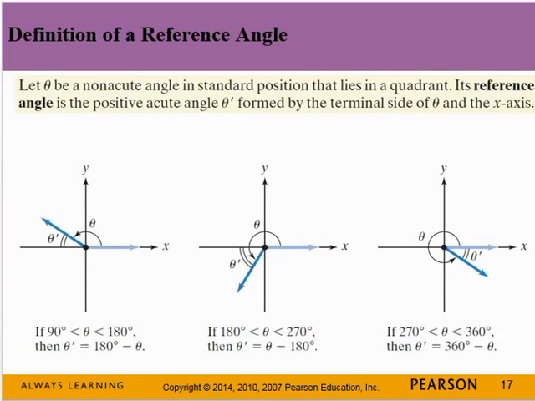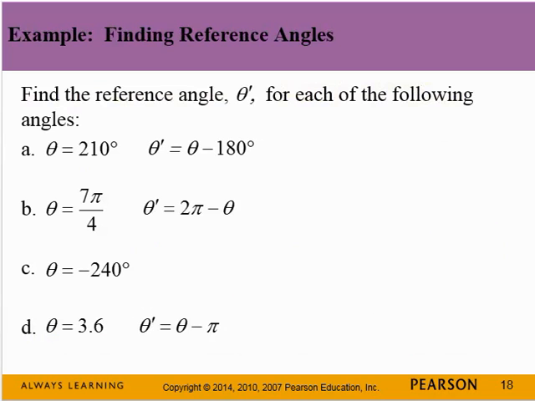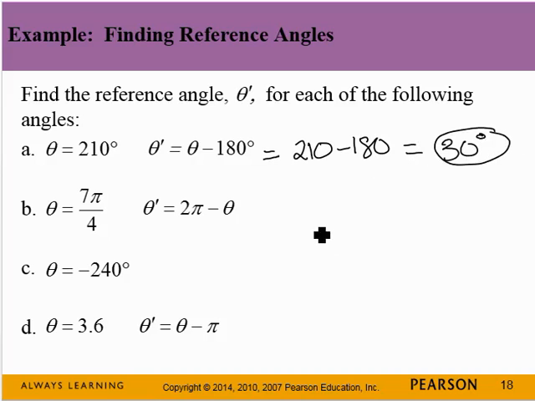So let's do a couple examples. We have theta equals 210. In this case, it's between 180 and 270, so the formula we use is already set up. So if we have 210 minus 180, that's going to give us 30. So our reference angle is 30 degrees.